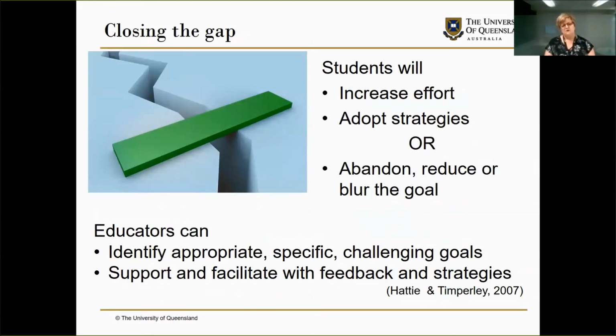So just another note on closing the gap. Hattie and Timperley have written a little bit on this, and it's a pretty good article to read if you ever get a chance to read it. But essentially students will try and close the gap in two ways. They'll either respond and increase their effort, adopting strategies to manage that situation. Or what they'll do is they will throw the towel in, abandon it, shut down, reduce or blur the goal. Okay, so what they'll do is they'll try and make the goalposts a little bit closer to them. So they'll alter the perception of what is required.